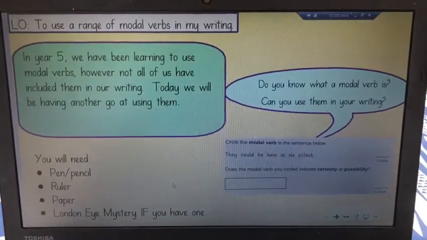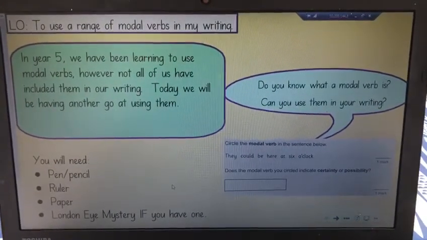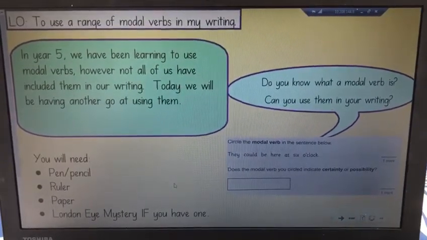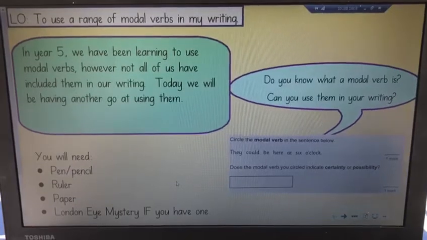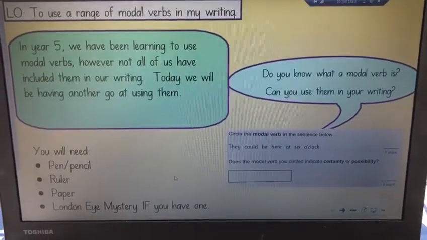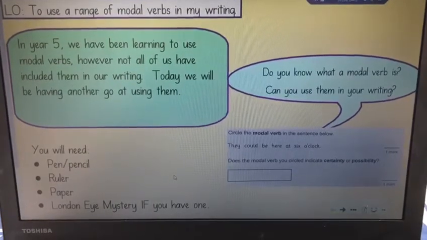So, our learning objective is to use a range of modal verbs in my writing. Now, in Year 5, we have been learning how to use modal verbs. However, not all of us have included them in our most recent newspaper reports. So today we're going to have another go at using them.